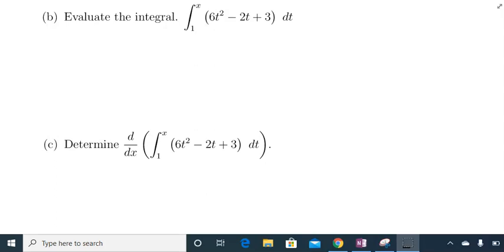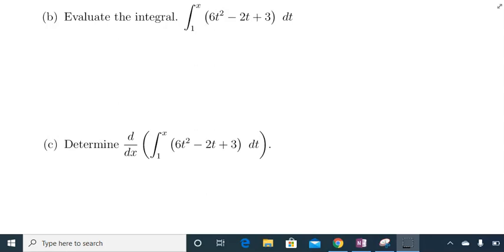Hello, everyone. In this lesson, we continue our discussion on the fundamental theorem of calculus. In today's lesson, we will be focusing, more specifically, on FTC 1. Let's look at the following problems.